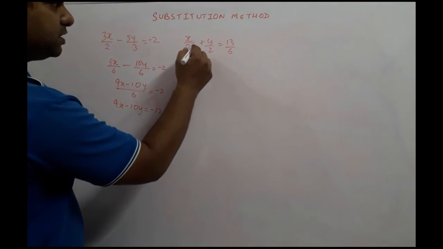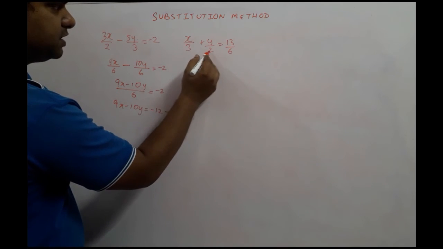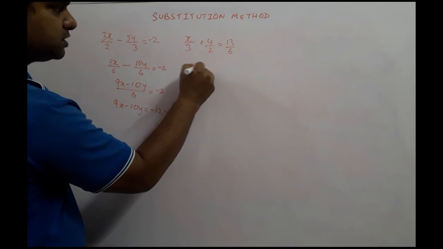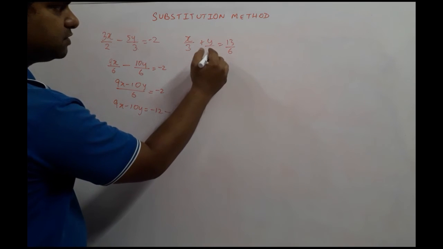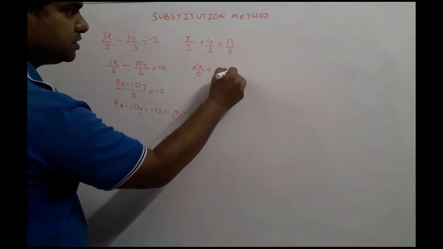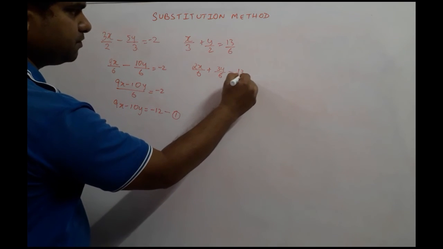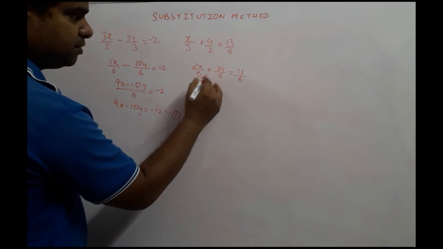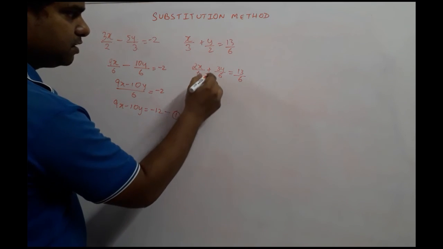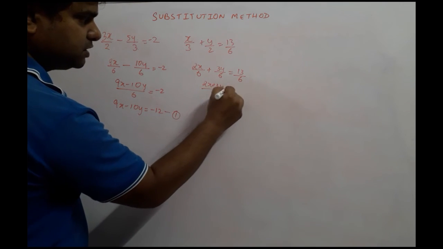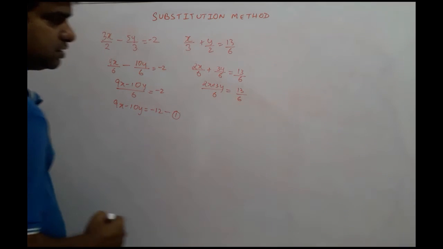And in this case, we do the same thing. To get 6, we multiply the numerator and denominator over here by 2. We get 2x upon 6. And in this case, we multiply the numerator and denominator with 3. So 3y upon 6 equal to 13 upon 6. Now that the denominators are the same, we can add them. 2x plus 3y upon 6 equal to 13 upon 6.